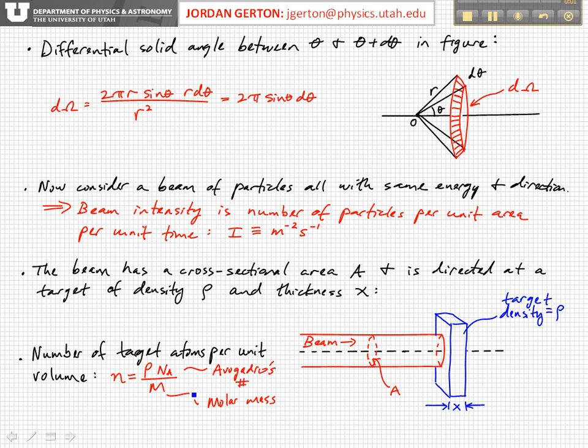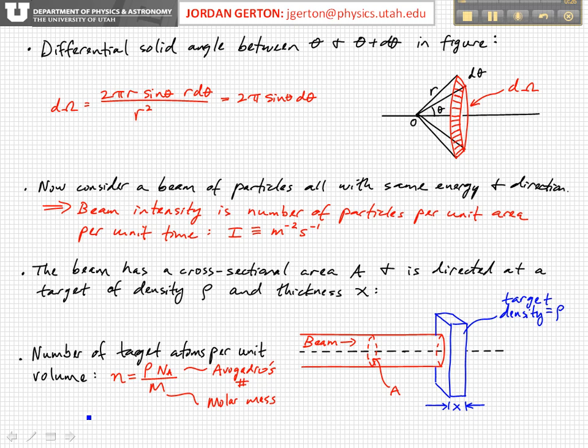I'm sorry, the big M, which is the molar mass, is not the mass per unit volume, but it's the mass for a mole of a given substance. So if you think about it, the density times Avogadro's number divided by the molar mass gives you the number of target atoms in a particular volume.